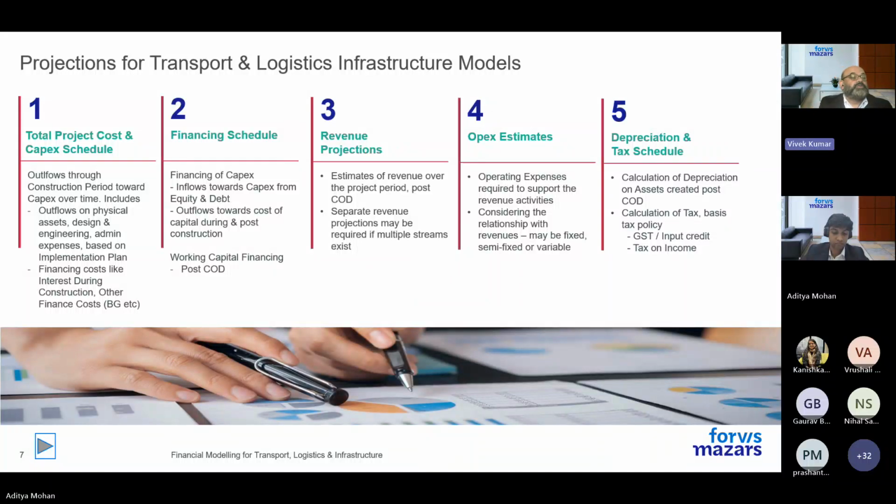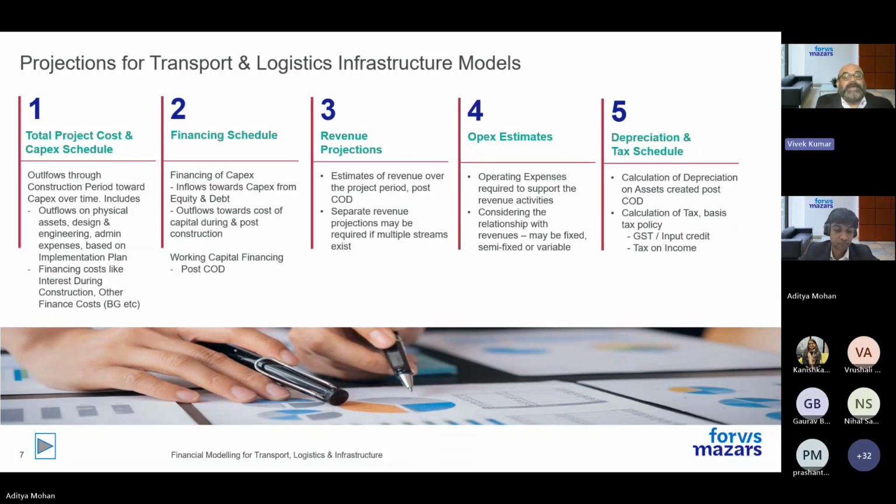Other financing costs also would have to be considered. This is what comes in within the interest and the debt repayment schedule. Right? If the capex is in phases, then those have to be considered accordingly. Within the financing schedule, there could be another financing arrangement as well, which is called working capital financing. Typically, this would come after the project has started.